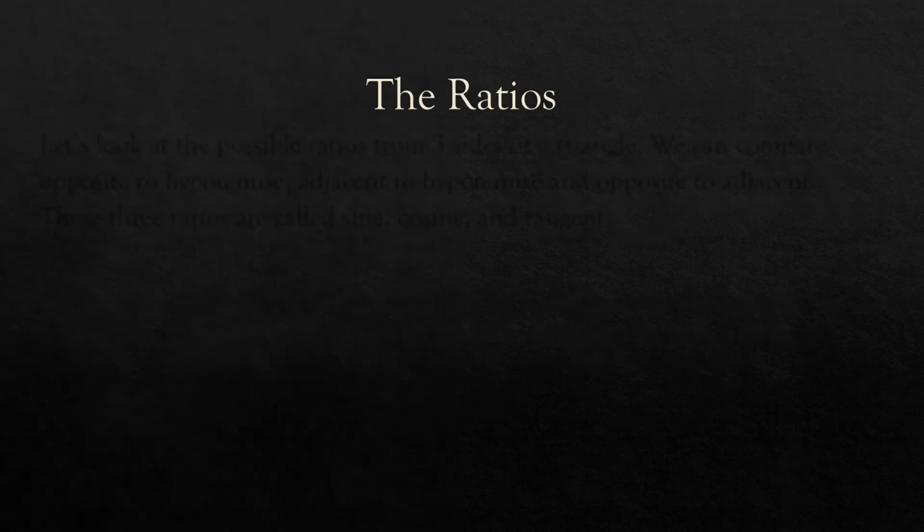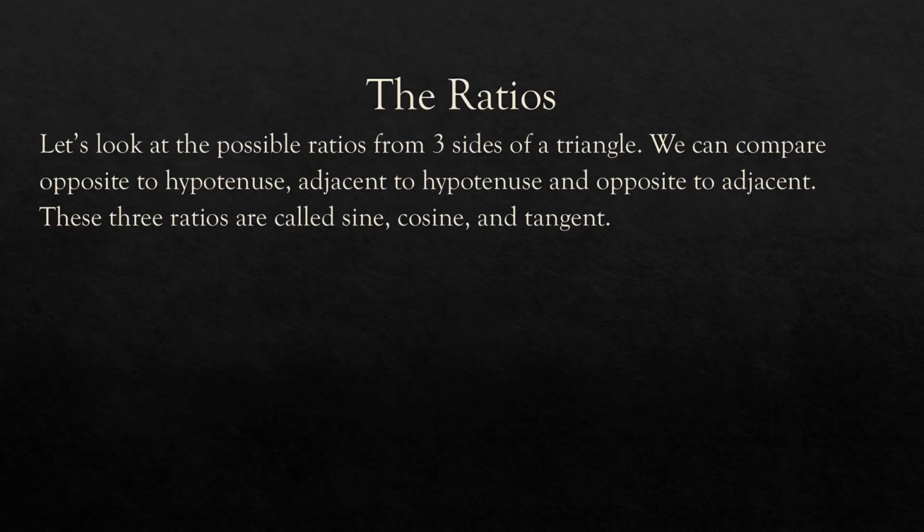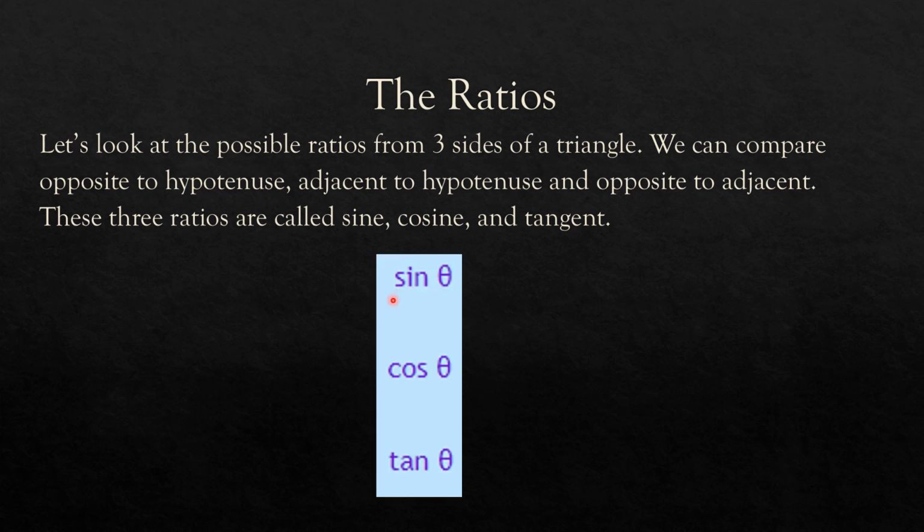So let's look at the possible ratios. There's three possible ratios from the three sides of the triangle. We can compare the opposite to the hypotenuse, the adjacent side to the hypotenuse, or the opposite side to the adjacent side. We call these three ratios sine, cosine, and tangent. We will abbreviate them most of the time as SIN for sine, COS for cosine, and TAN for tangent.